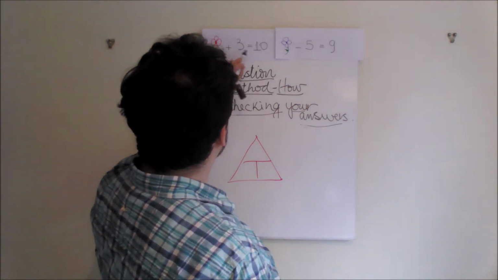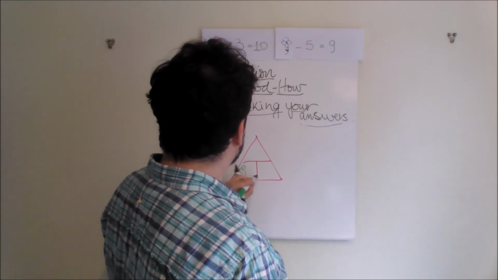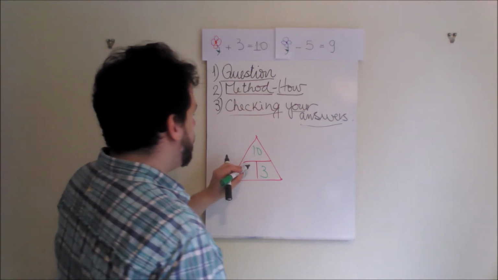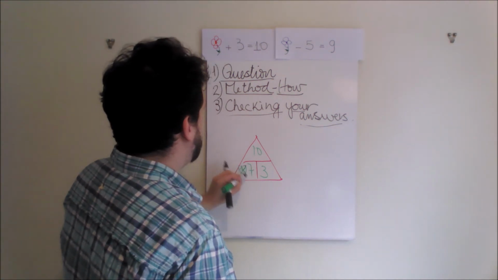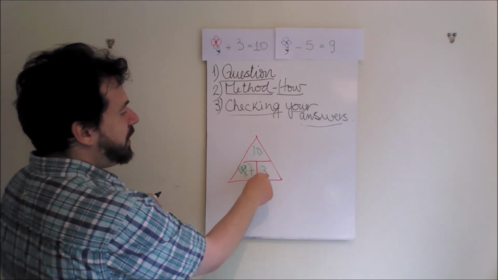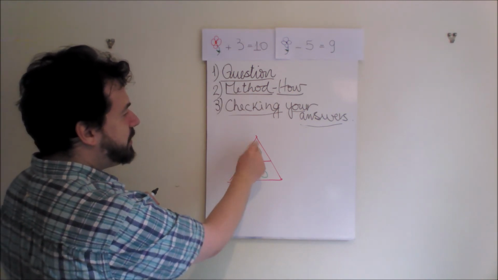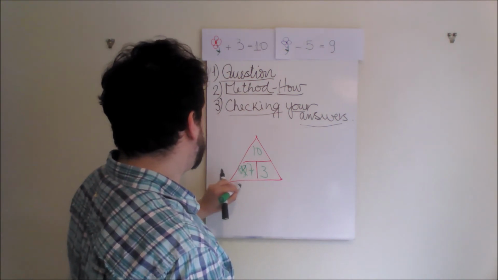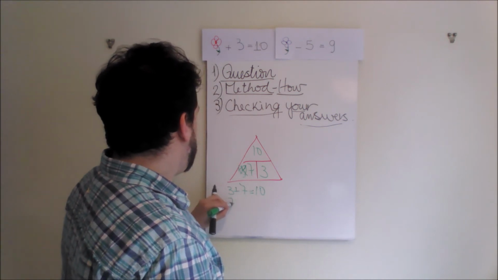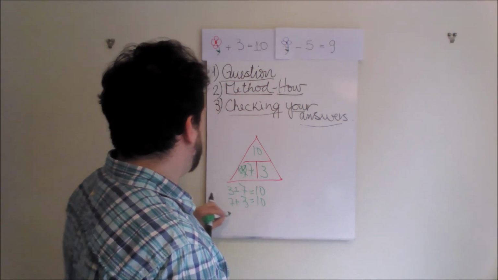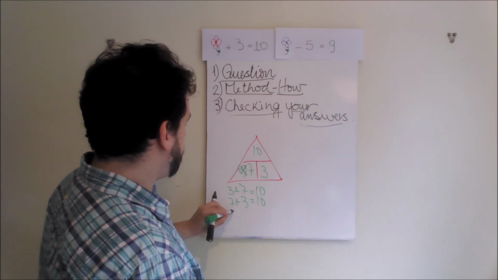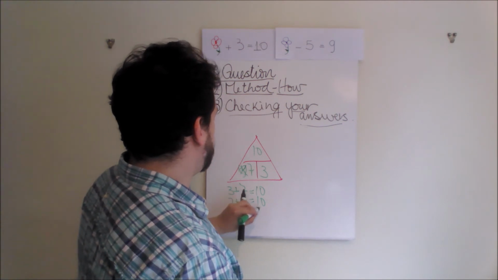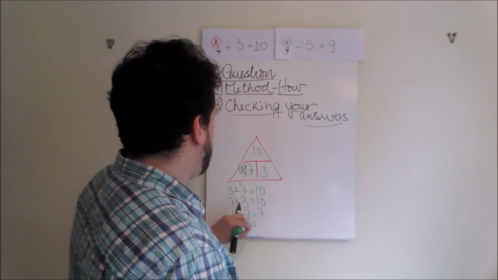So for example, we can do flower, 3 and 10. If we find the answer is 7, so 7, okay? 7 add 3, 10. 10 take away 3, 7. 10 take away 7 is 3. And they can write all those there. 3 add 7 equals 10. 7 add 3 equals 10. 10 minus 3 equals 7. 10 minus 7 equals 3.